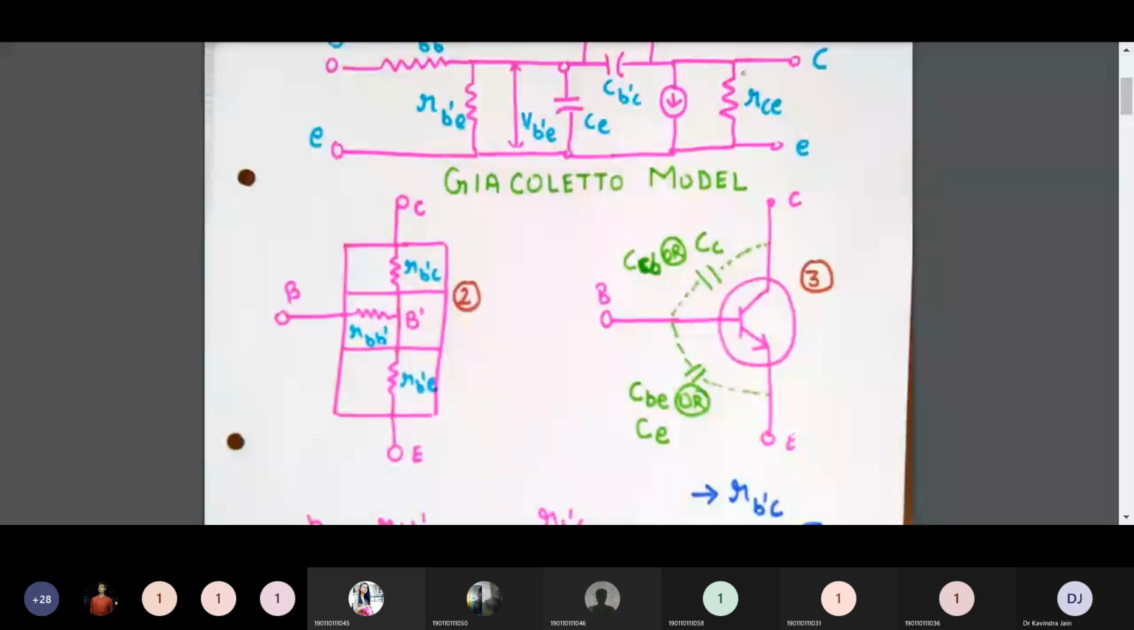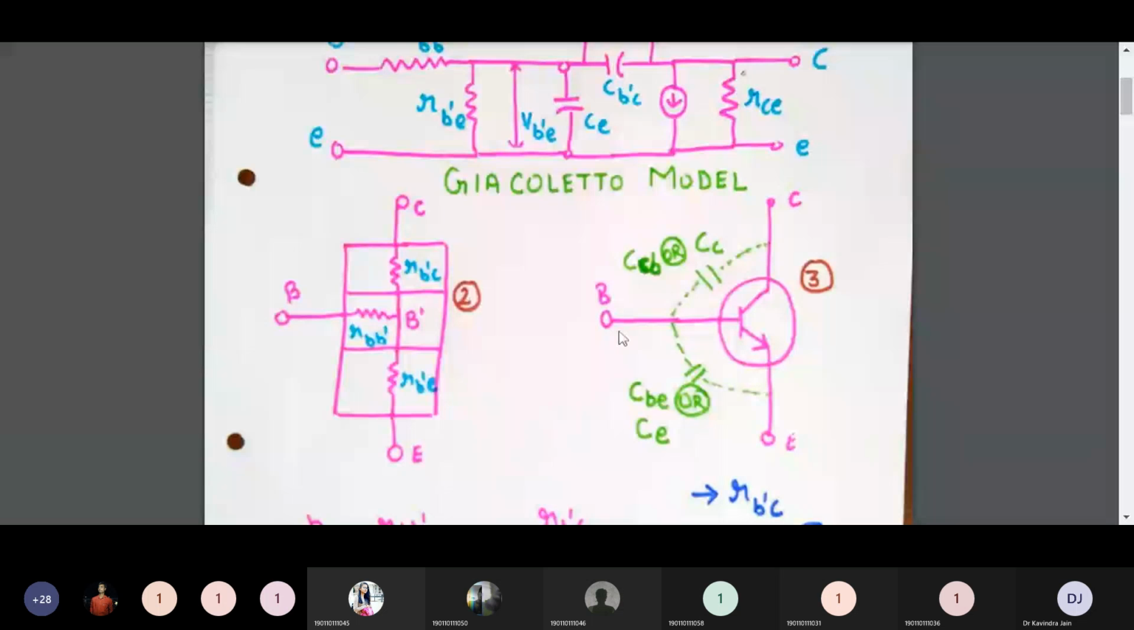The capacitive effect of the forward biased BE junction is known as CB-dash-E and CE. In figure number 3, the CBE you see is technically C B-dash-E, because it is a dashed line. A dashed line means it is an inherent capacitance, it is virtually present but physically its value is very less.